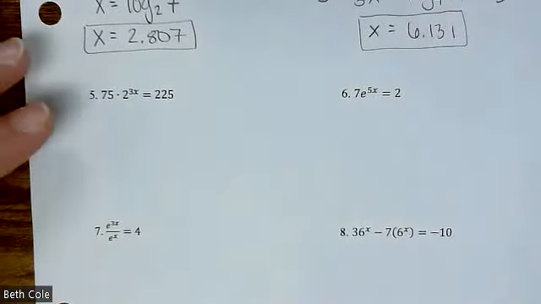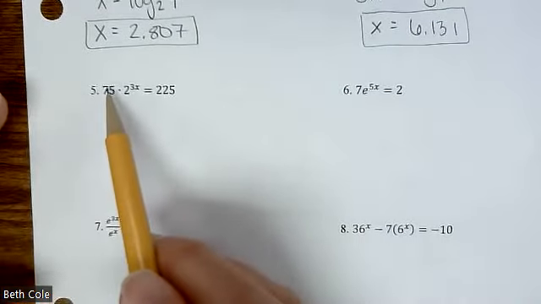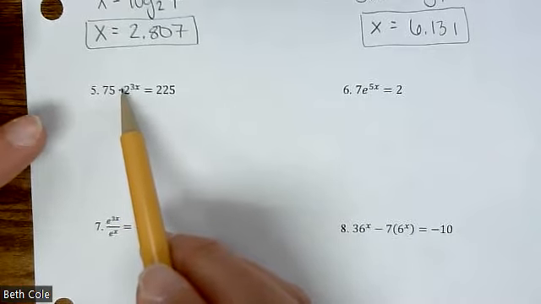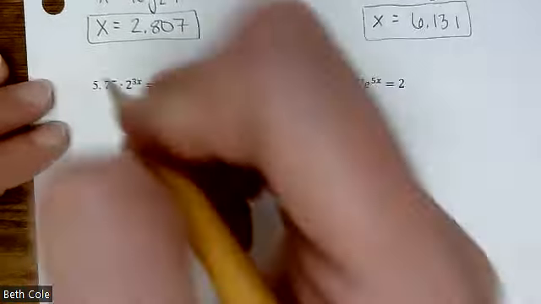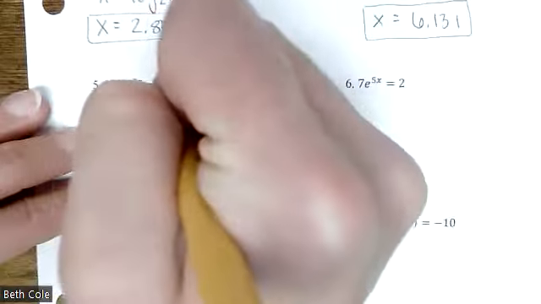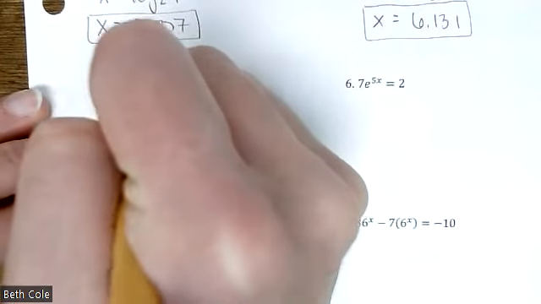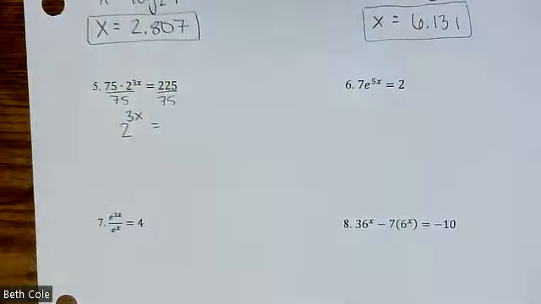Now this one, before I can do log base, do you see that 75 out front? It's being multiplied, so how do you undo multiply? Right, so you're going to divide by 75. 2 to the power 3x equals, now I don't know 225 divided by 75 off the top of my head, so I just typed it in my calculator.